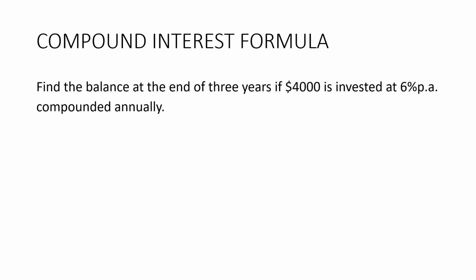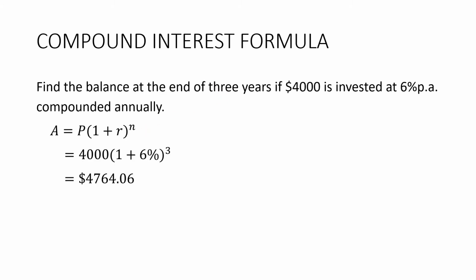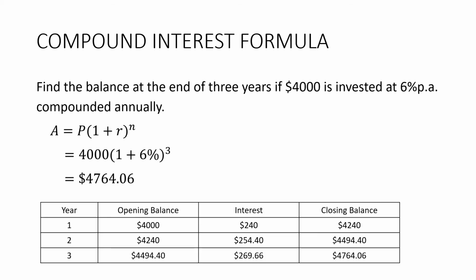Let's see how it works. Find the balance at the end of 3 years if $4,000 is invested at 6% per annum compounded annually. So this means how often we're going to calculate the interest and then add it to the account. Right, so A is equal to P(1 + R)^N. Right, this is the principal, so it's going to go in there. The interest rate is 6%, that goes in here, and N is 3 years, so that goes there. Okay, and putting in the calculator, we get $4,764.06, which is exactly what we got through doing it in the table.